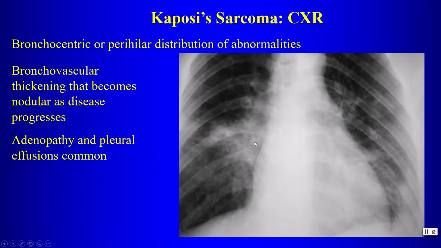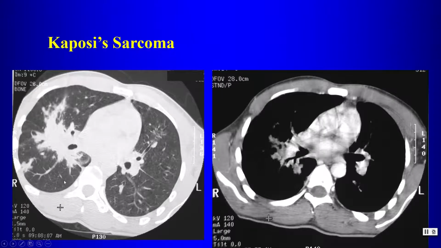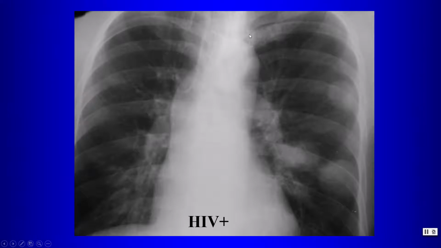And what can be typical is this bronchocentric or perihilar distribution of abnormalities, this peribronchial vascular distribution of abnormalities that we can see on the chest radiograph and also on the CT. So you see this perihilar distribution of these irregular opacities. So these have been called sometimes these flame-shaped opacities because of the irregular shapes. And these can enhance when we give contrast, so the lesions are hypervascular. So flame-shaped parenchymal opacities, peribronchial vascular distribution of abnormalities, that's what we can see associated with Kaposi's sarcoma.